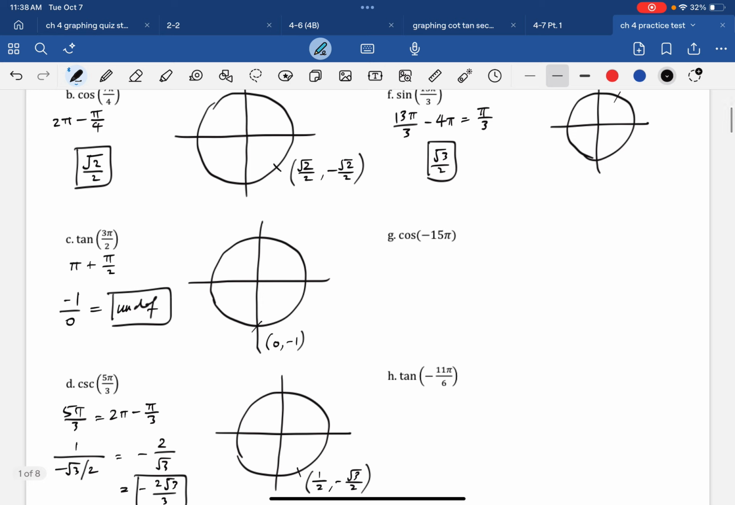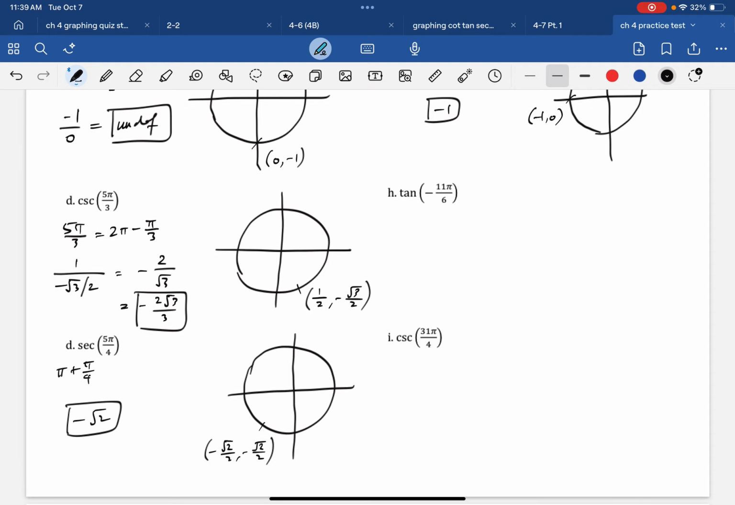Same for negative 15 pi. Here I'm going to add a multiple of 2 pi, which would be 16 pi. Notice how I couldn't just add 15 pi, because that's not a multiple of 2 pi. It's only an odd multiple of pi. So I have to be adding a multiple of 2 pi, and here I've chosen 16 pi. That's going to leave me with pi. So cosine of negative 15 pi is going to be equal to cosine of pi, which is right here. And that's negative 1 comma 0, so the answer is negative 1.